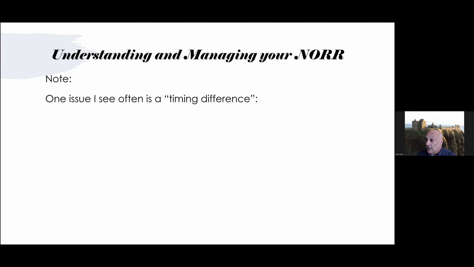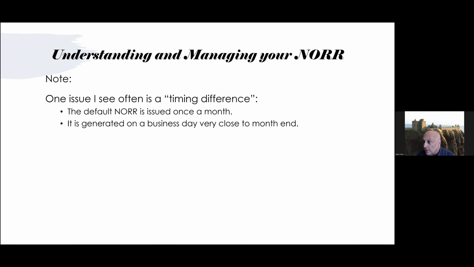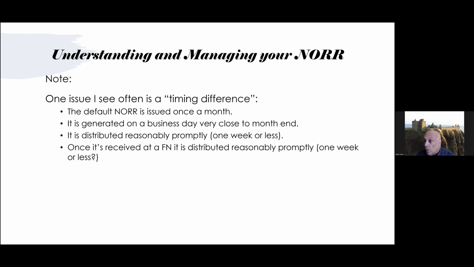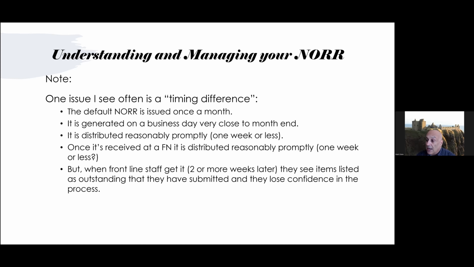One issue I see often is a timing difference. The NORR is issued once a month. It's generated on a business day, very close to the month end. It's distributed by ISC reasonably promptly, within a week or so. Once it's received in the First Nation, it's distributed reasonably promptly, a week or less. But when frontline staff gets it 2 or more weeks later, they see items listed as outstanding that they've submitted, and they lose confidence in this process.